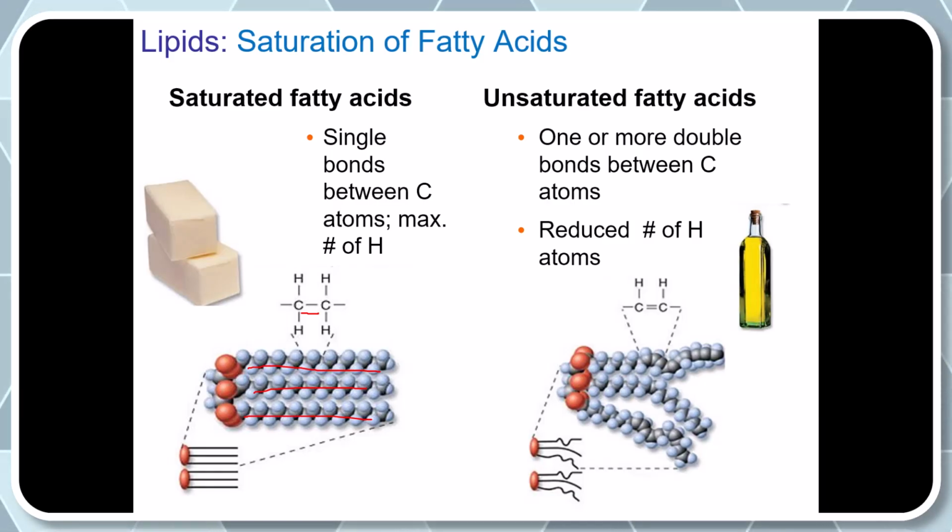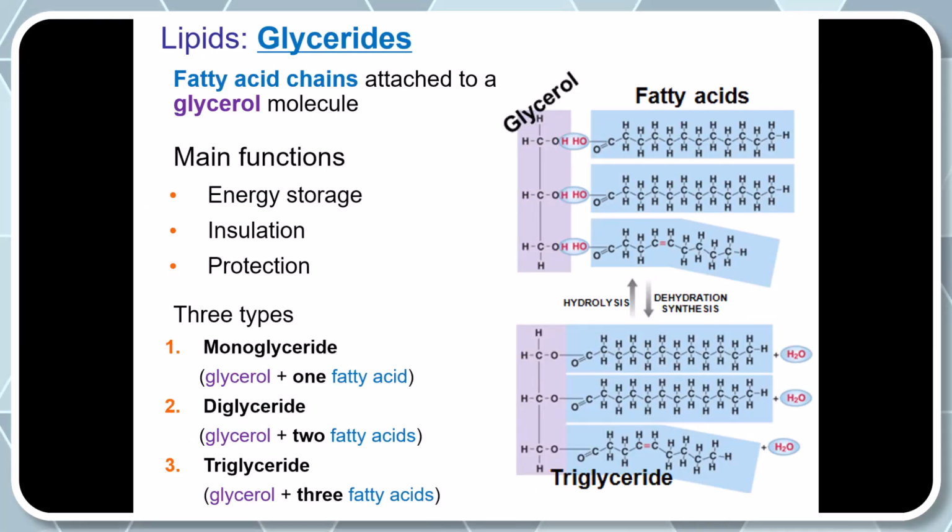Unsaturated fatty acids, on the other hand, have double bonds between some of the carbons in these hydrocarbon tails. And so these hydrocarbon tails are bent and don't stack up nicely. So these are going to be liquid at room temperature. So plant oils tend to be unsaturated fatty acids. That brings us to another kind of lipid, which is the glyceride.